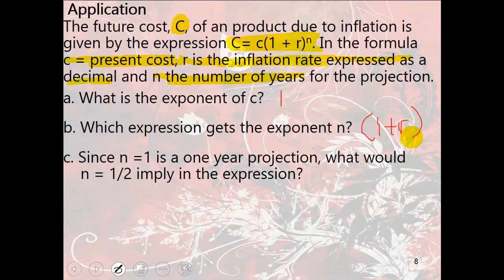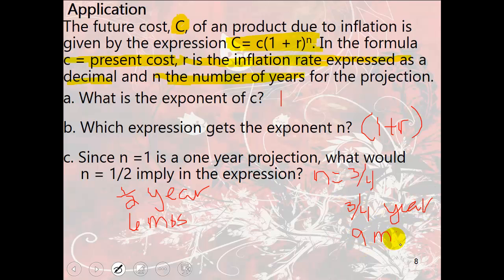Now, if n equals 1 is a 1 year projection, what would n equal 1/2 imply? Well, that would be 1/2 a year or 6 months. What would n equal 3/4 be? Well, that would be 3/4 of a year or 9 months. What would n equal 3/2 be? Well, that would be 1.5 years.